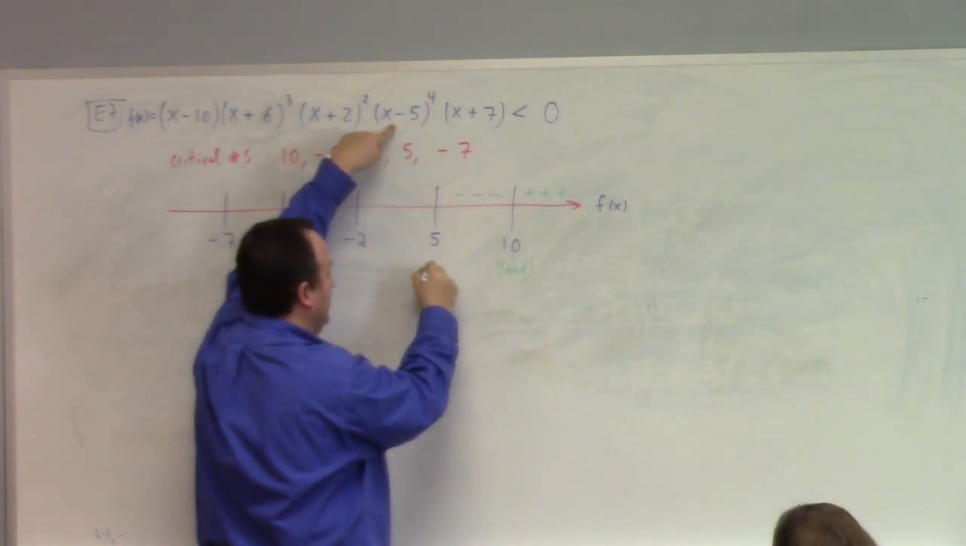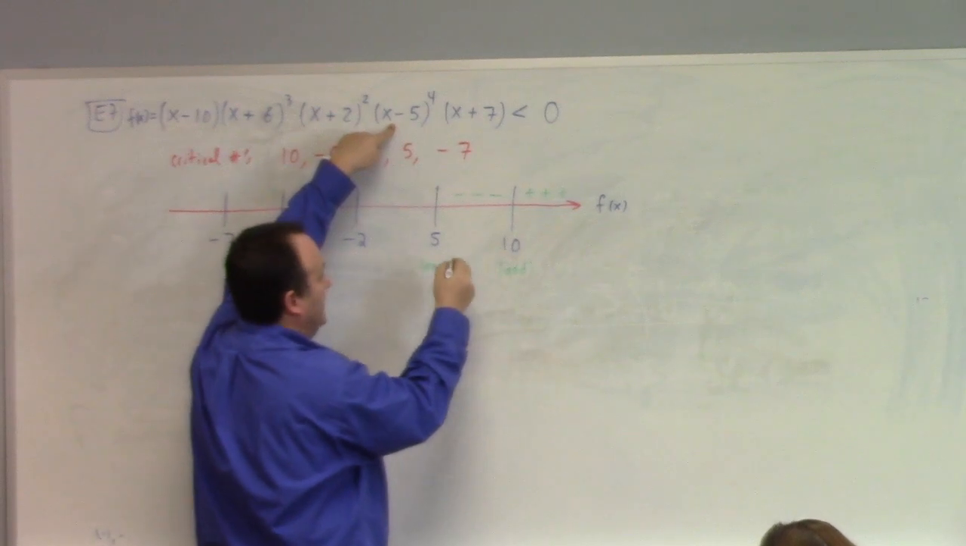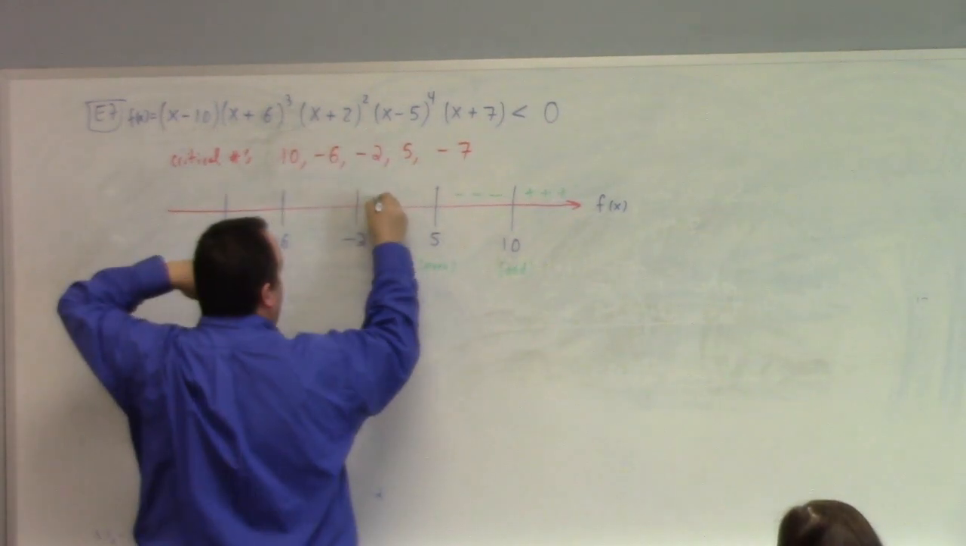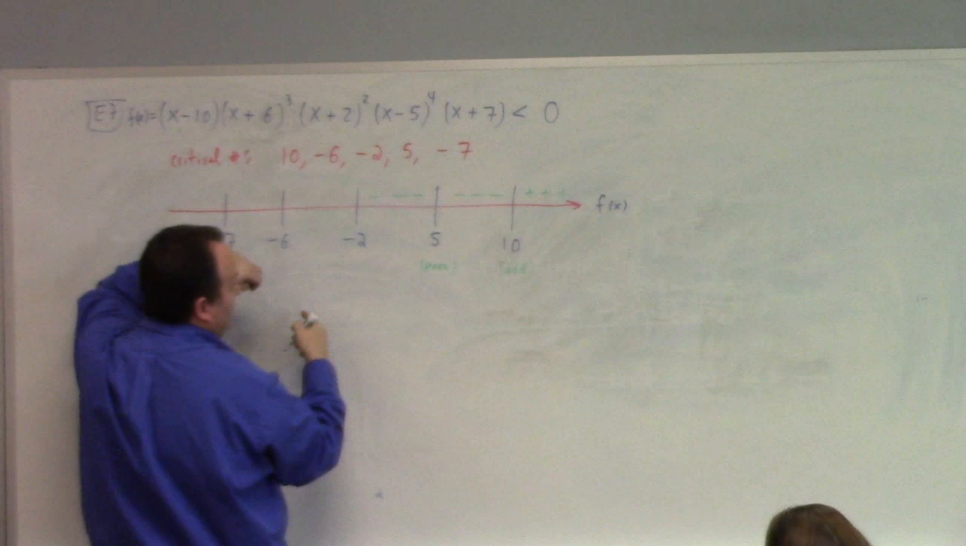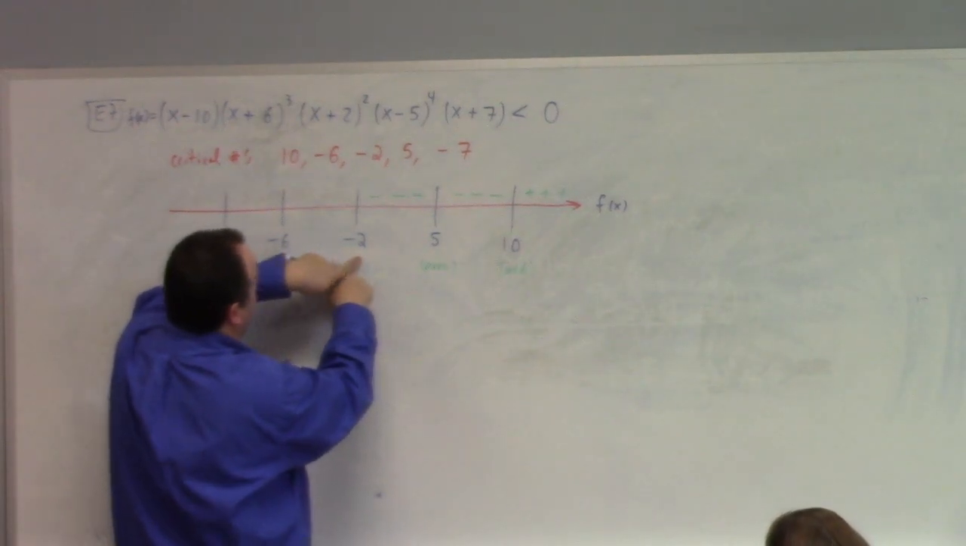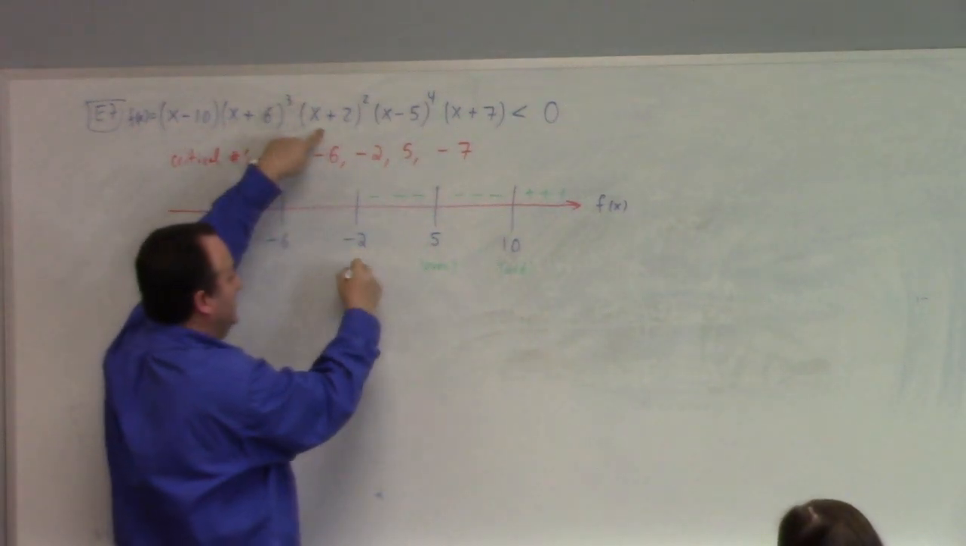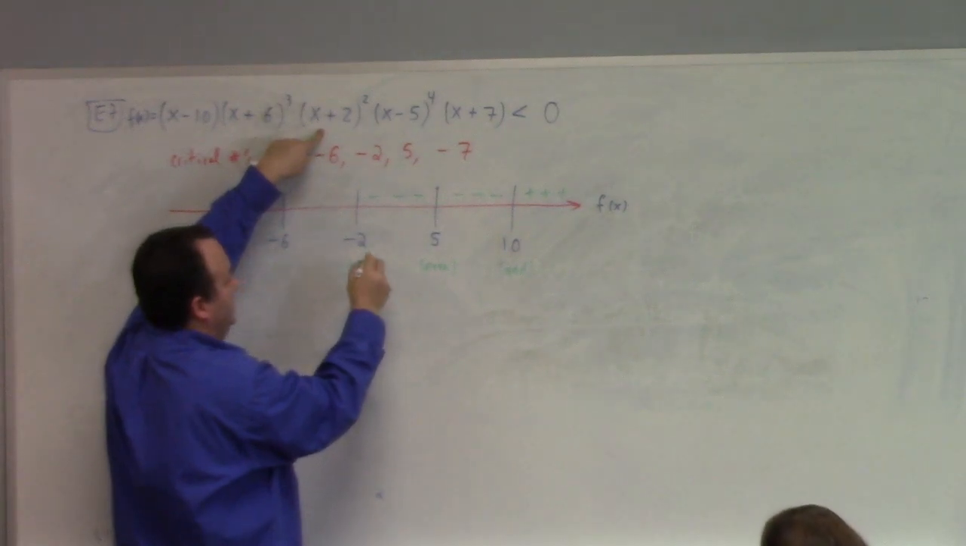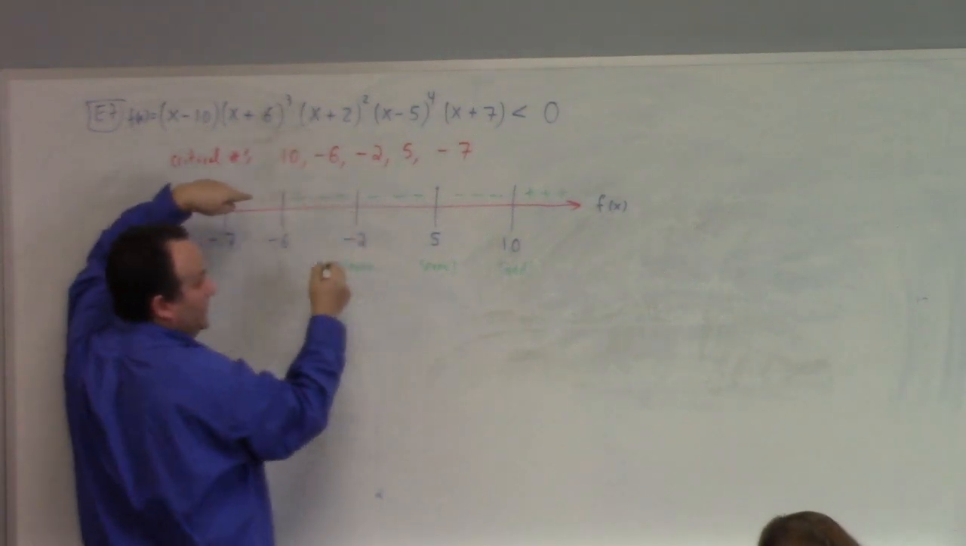That's even. What that means is when you sort through it, it's not going to flip the sign. It's going to stay minus as we go across that critical number. Minus 2, what does that correspond to? Well, that's from this guy. Again, even. So you know what happens? The sign does not flip, like so.